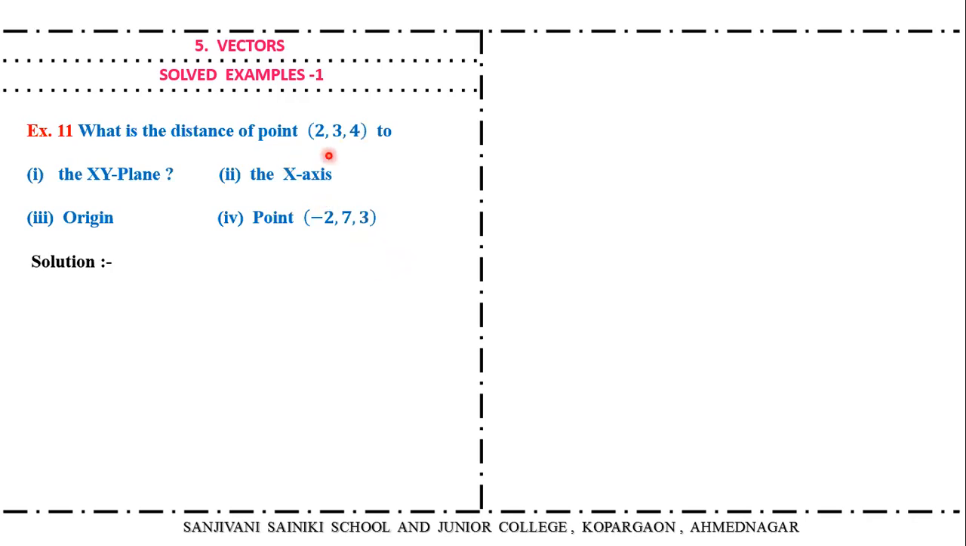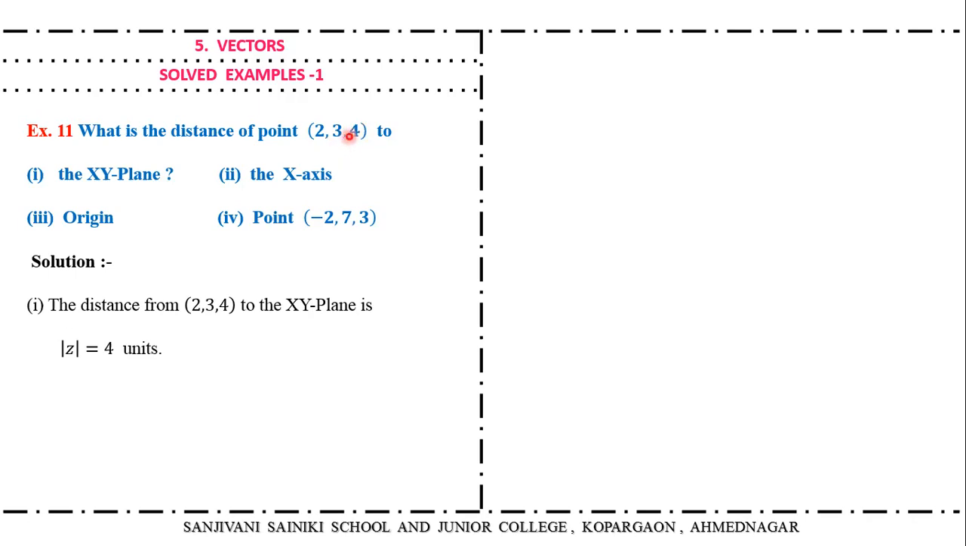What is the distance of the point (3, 2, 3, 4) to the xy plane? Now we want to find the distance of this point in space to the xy plane. The distance of the point from the xy plane is nothing but the modulus of its z coordinate.